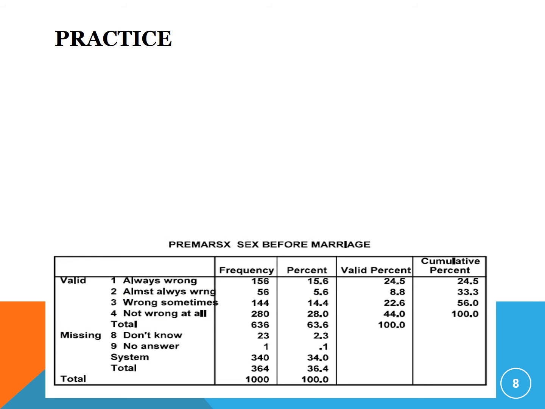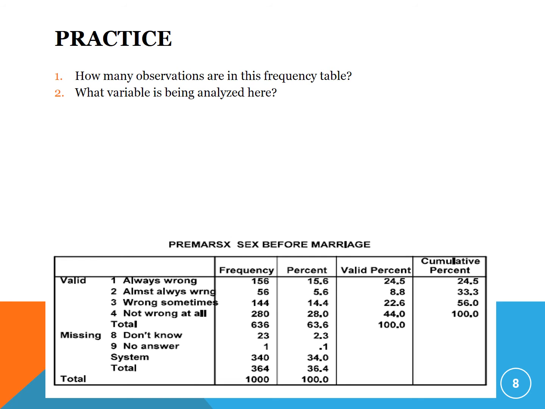All right, so let's practice. How many observations are in this frequency table? Okay, since this is the same one we've looked at before, I won't give you too much time because we can see at the very bottom that the number 1,000 is there. So it's 1,000 observations. What variable is being analyzed here?